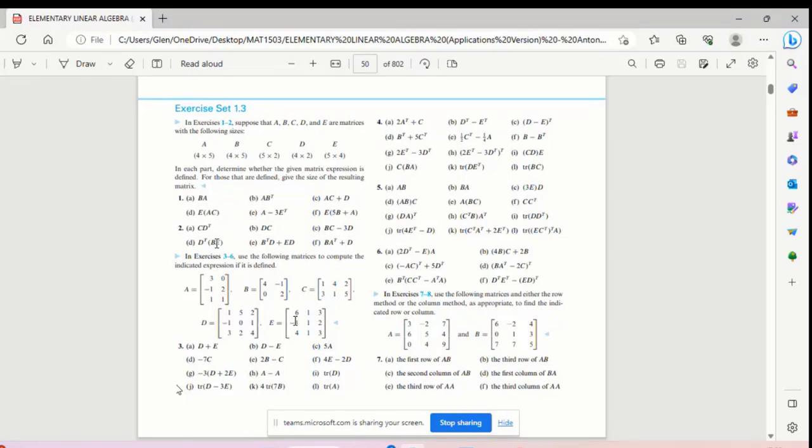So, from what I see, the question asked for the trace of D. And when they ask for the trace of D, they are asking you to add the numbers which are in the leading pivots, which is 1 plus 0 plus 4, which equals 5.